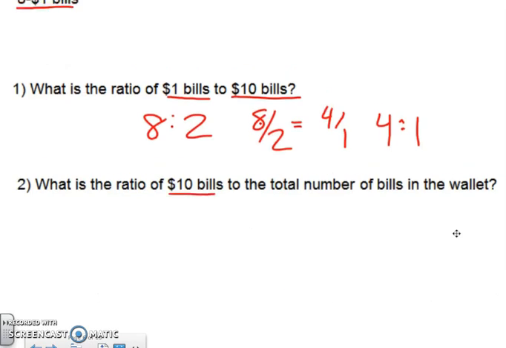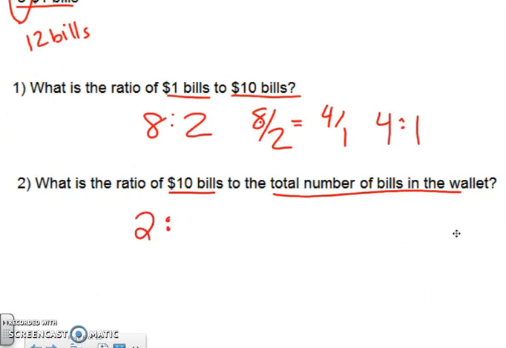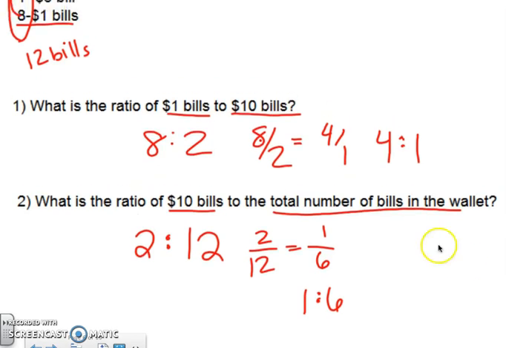What's the ratio of $10 bills to the total number of bills in his wallet? So I would need to add up my total number of bills. So 8 plus, that would be 10, so I've got 12 bills in my wallet. So the ratio of $10 bills, I have 2 $10 bills, and I have a total of 12 bills in my wallet. So that's the same as 2 over 12, which can be reduced if you divide the numerator and denominator by 2. You would get 1 over 6. So my ratio would be 1 to 6. So for every one $10 bill in my wallet, I have 6 bills total. Okay, so that's a quick review of ratios and how you would use them in the real world.